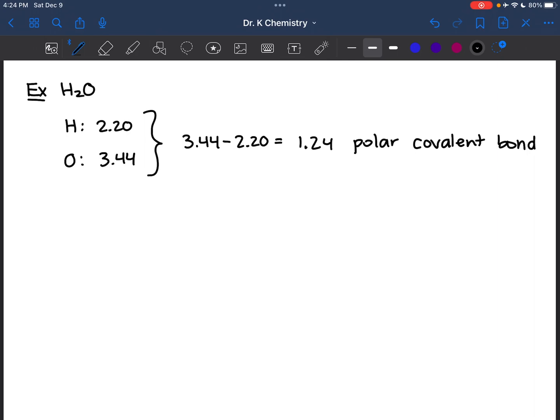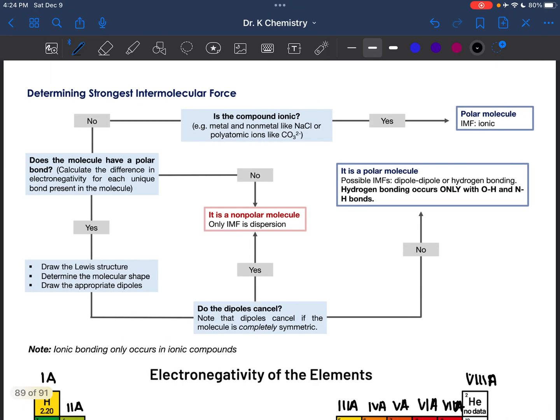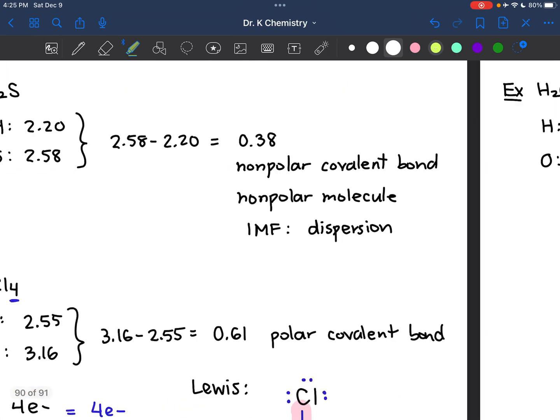Okay, which means things will be a little bit more complex. Because if you recall, we determined this compound is definitely not ionic, it's all nonmetals. We see that we do have a polar bond. So now we have to go through that entire process. We need the Lewis structure, the molecular shape, and the dipoles.